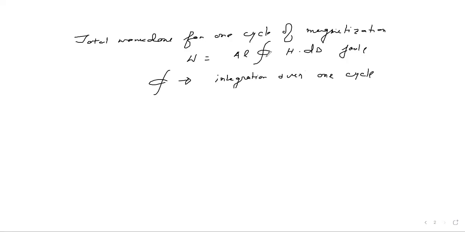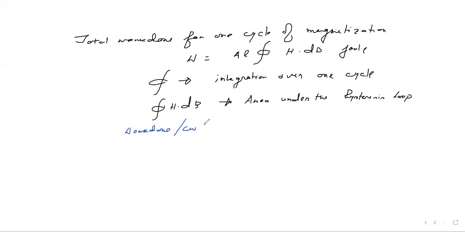This is integration over one cycle. And what is that integration H into dB? That is denoted as the area under the hysteresis loop. Or if I want to define that as work done per cycle, work done per cycle equals A into L into area of the hysteresis loop.